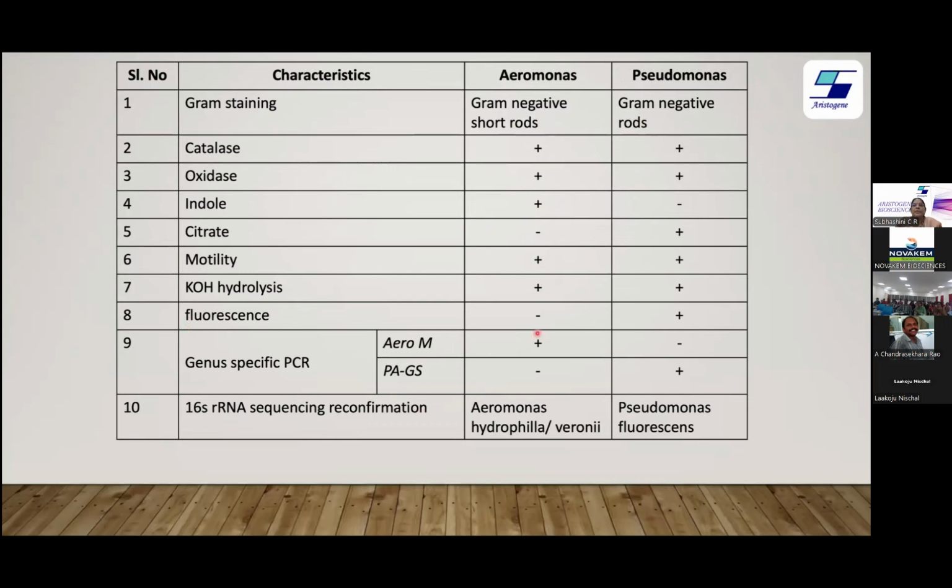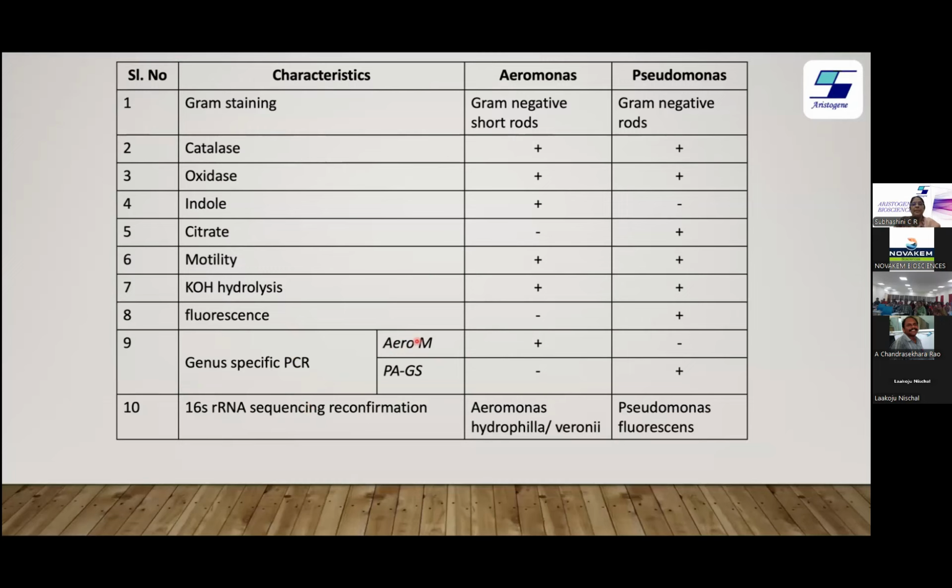Then we extract the DNA from this organism and subject it to PCR. Normally we use PCR primers which are specific to the genus Aeromonas or specific to the genus Pseudomonas. I'm talking about Aeromonas and Pseudomonas, but the same principle applies for other organisms like Streptococcus, where we design primers specific for Streptococcus. Or if you're looking at Vibrio, we design primers specific for Vibrio, but not species specific. We go for genus specific primers at this stage.